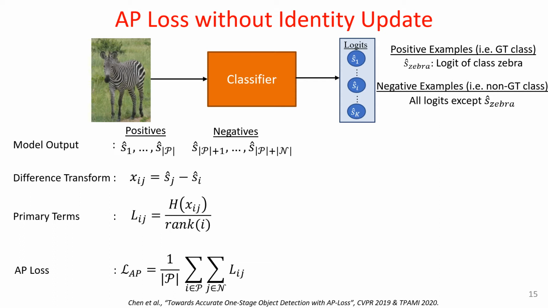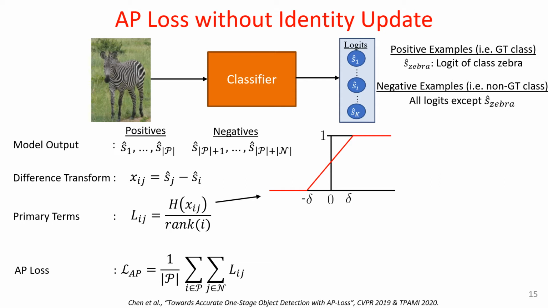Note that the primary term includes the Heaviside step function, and Hxij corresponds to the pairwise relation between the example i and j. If the score of example j is larger than the score of example i, then Hxij is 1, otherwise it will be 0. A hyperparameter delta is introduced to smooth the Heaviside step function, while putting a margin between the samples to be ranked in order to ensure generalization.